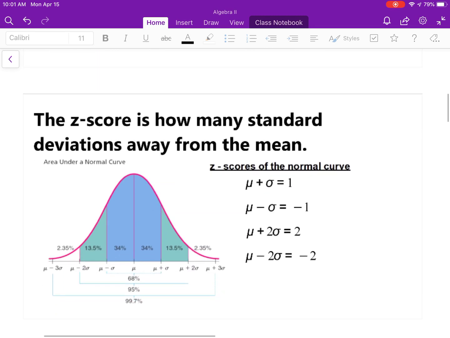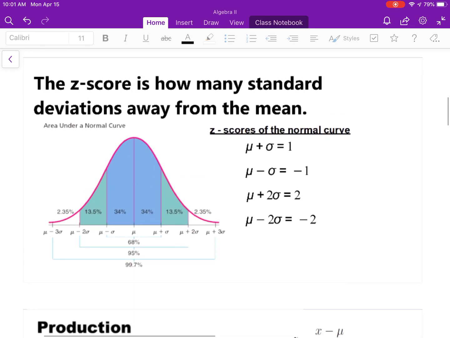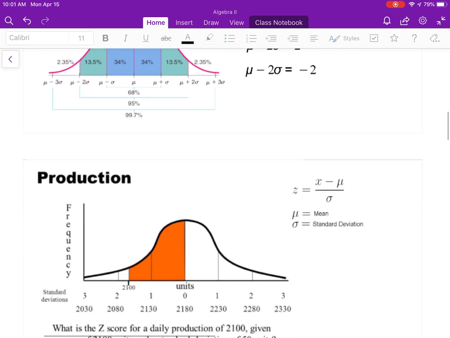How many standard deviations are away from the mean? This is what I was talking about: the whole idea of 68% within 1 standard deviation, 95% within 2 standard deviations, and 99.7% within 3 standard deviations. Now, this only works if you know you are exactly 1, 2, or 3 standard deviations away from the mean. And that's not always the case.